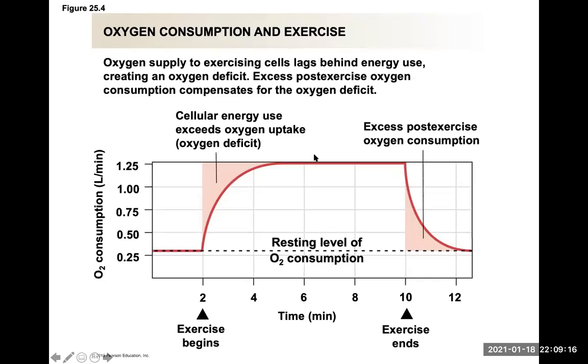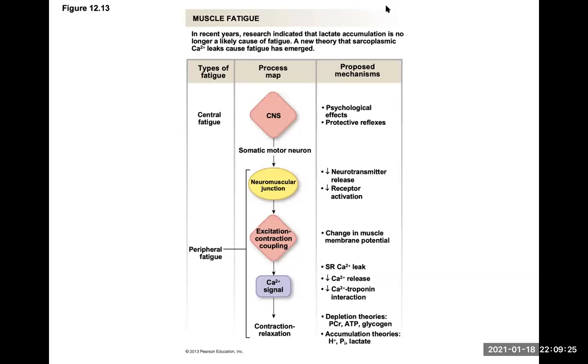Oxygen consumption obviously is very important. You have to supply your cells with plenty of oxygen so that you can continue to make energy to power the cells for the contraction. Muscle fatigue is obviously an issue. Your muscles are going to literally fatigue when they have no more energy to continue contracting or relaxing.